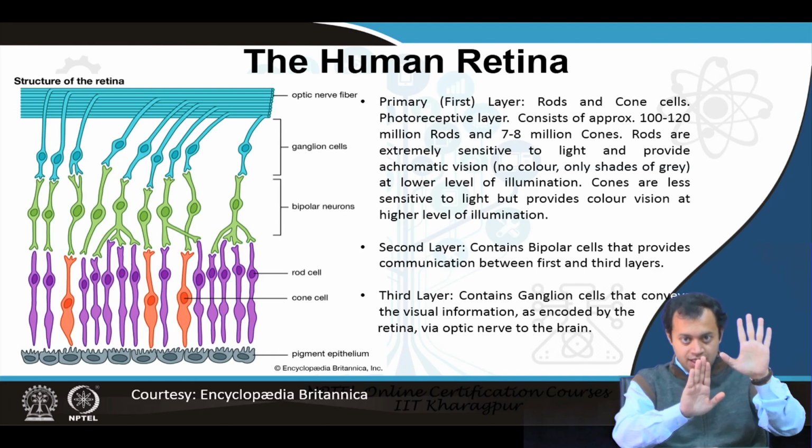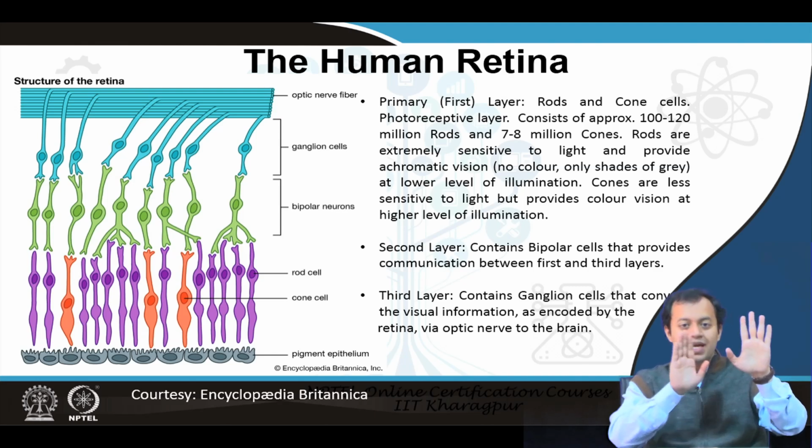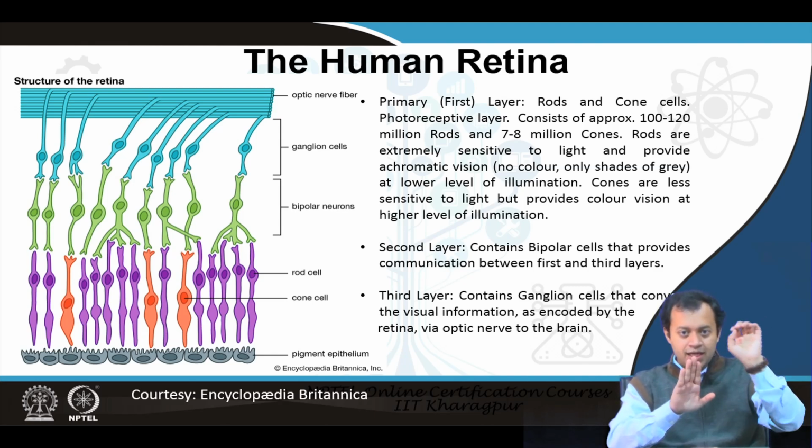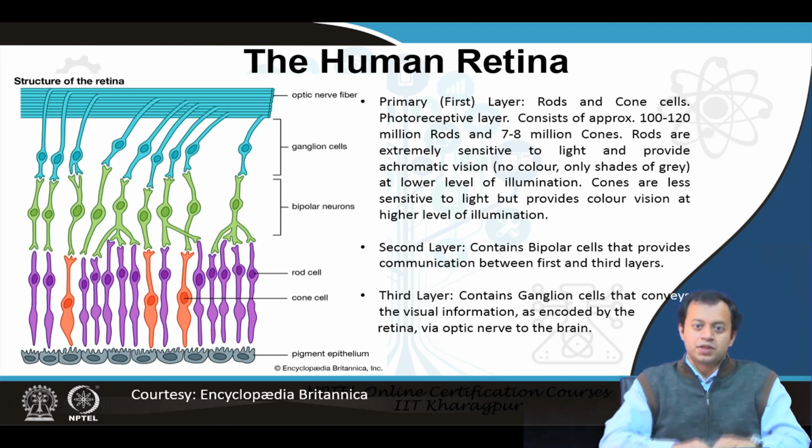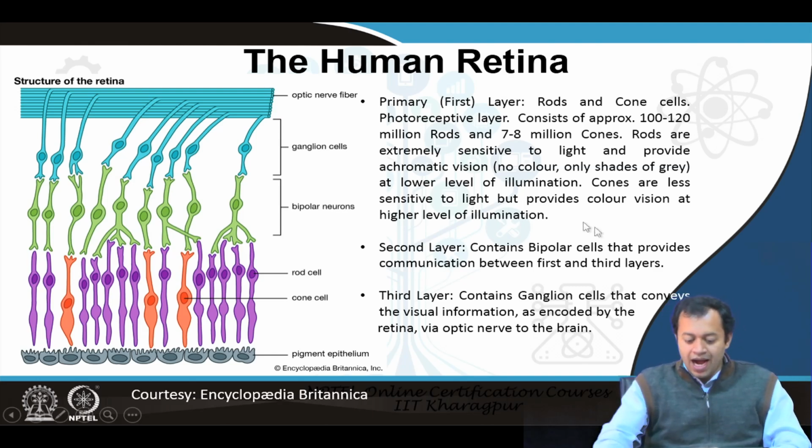Rods are highly sensitive, cones are less sensitive. A very little amount of light can cause a rod cell to do its thing. Cone cells, on the other hand, require a little bit higher level of illumination. So these are the rods and cone cells.